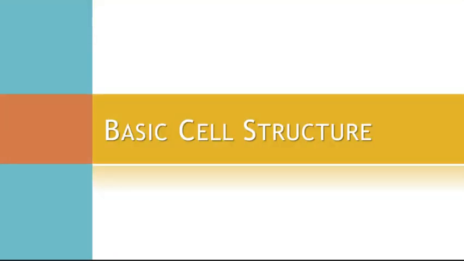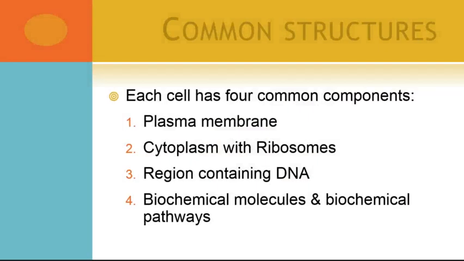So let's talk about basic cell structure. First of all, cells, regardless of what kind they are, have four main components. They have a plasma membrane, they have a cytoplasm that has ribosomes, they have a region containing DNA, and they all have biochemical molecules and biochemical pathways, right? And so you've got all your cell signaling and all of that stuff. That's going to go on regardless of what kind of cell it is, okay?